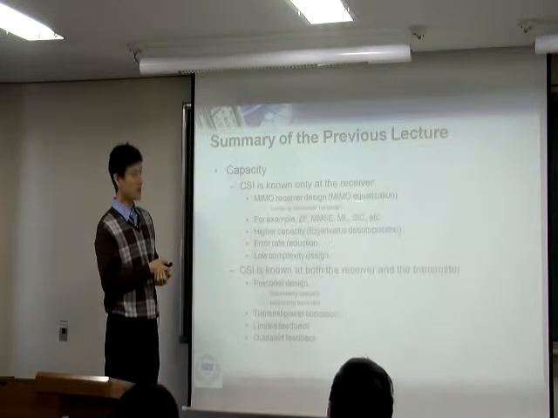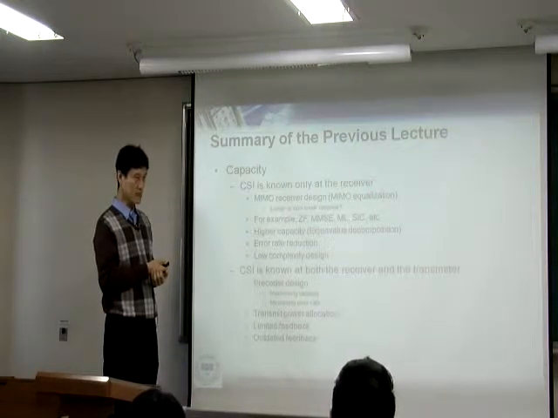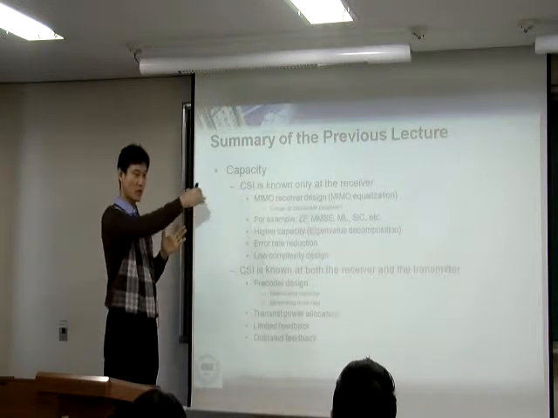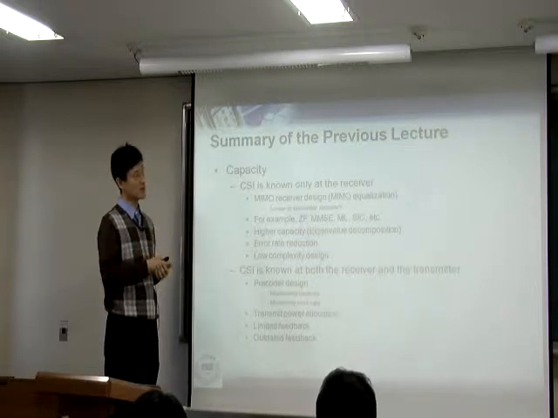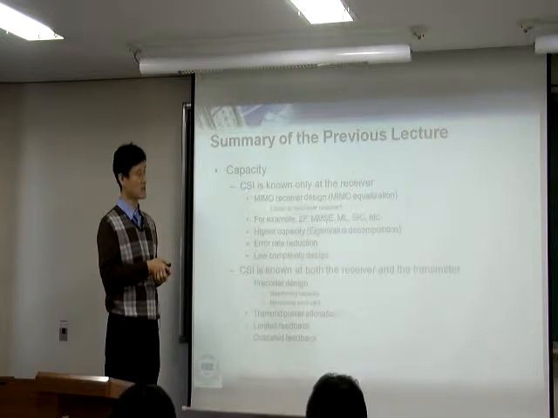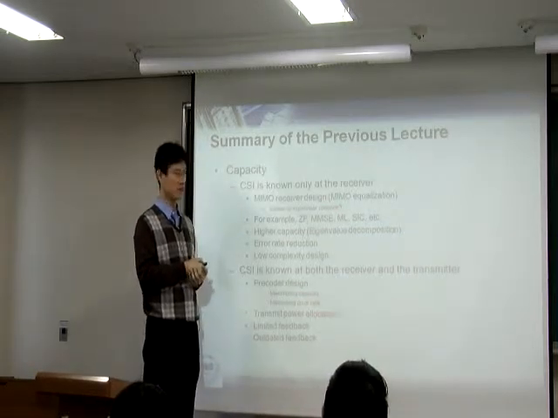Receiver design, MIMO equalization. What is MIMO equalization? In MIMO, we have two receive antennas, so there is co-channel interference. Because of the co-channel interference, you need to have equalization, for example zero forcing, MMSE, maximum likelihood, successive interference cancellation. Each one has its own advantages and disadvantages.